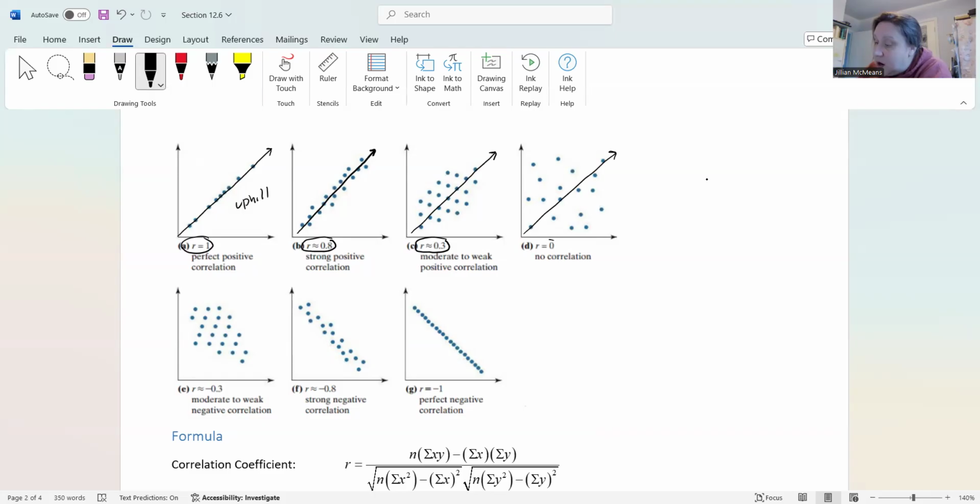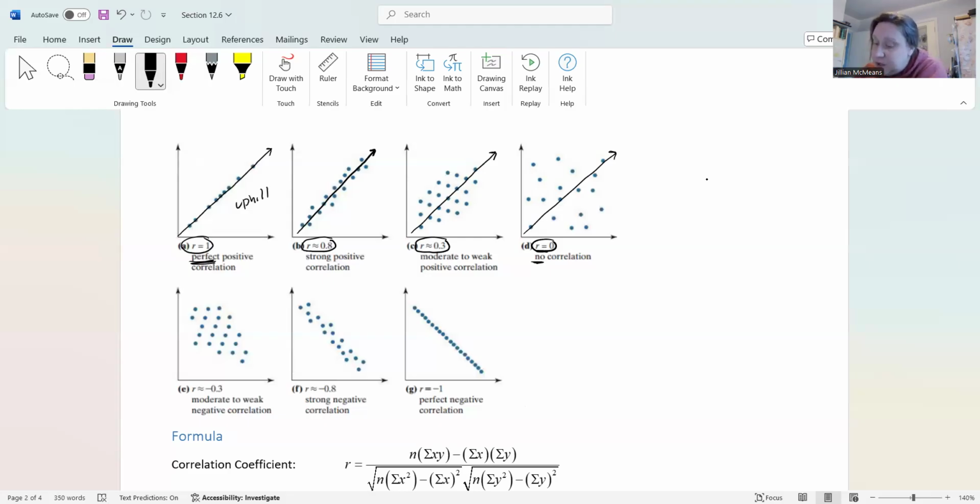In this case, R is 0. There is no correlation, okay? So if R is exactly 1, you have a perfect correlation. If R is exactly 0, you have absolutely no correlation. And then otherwise, you're going to have something in between, okay?